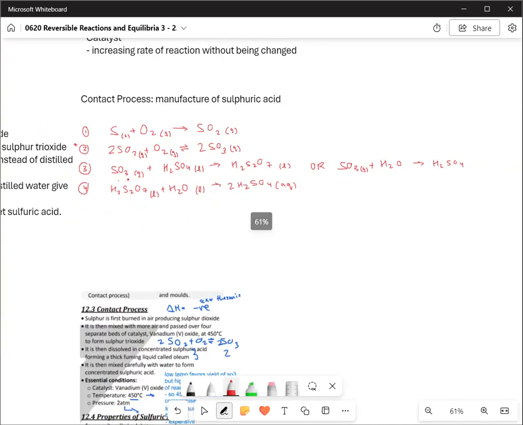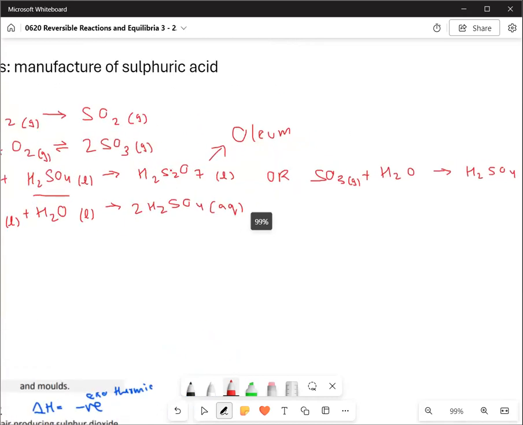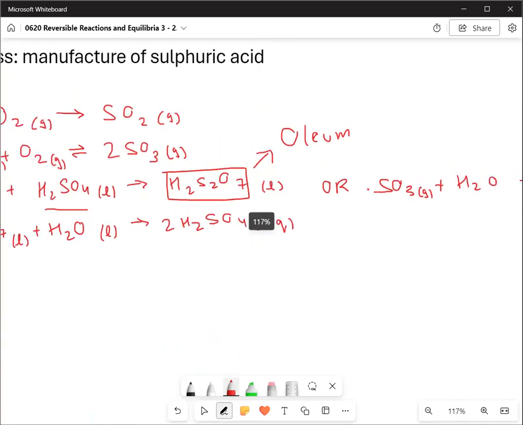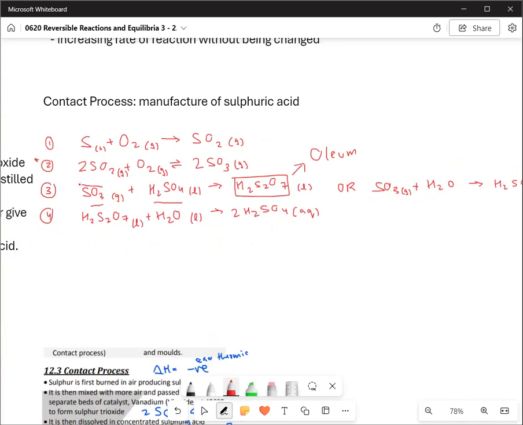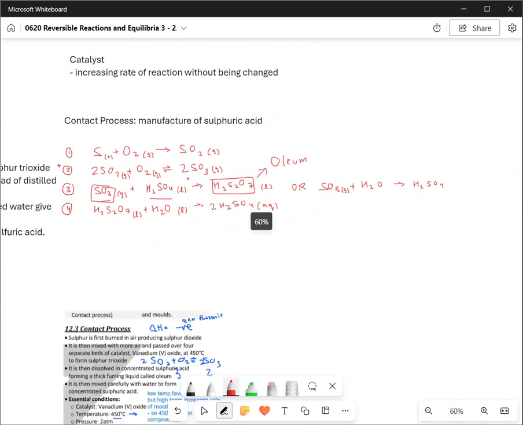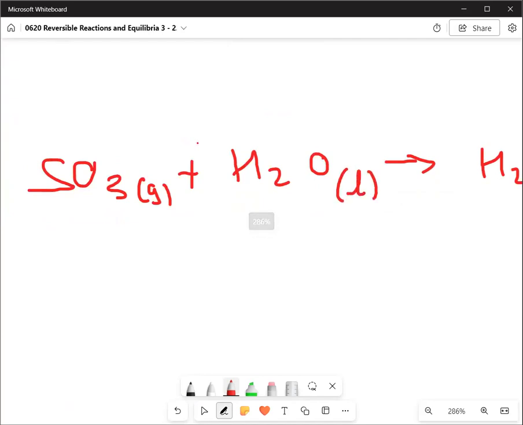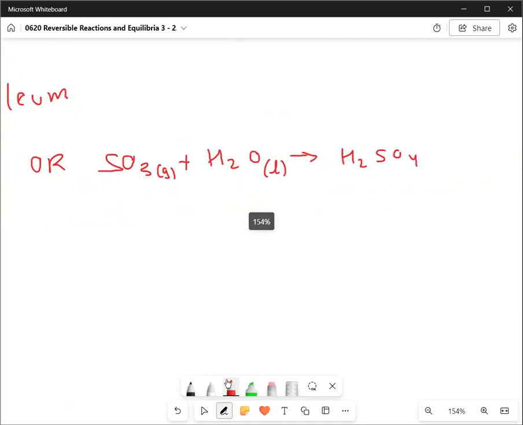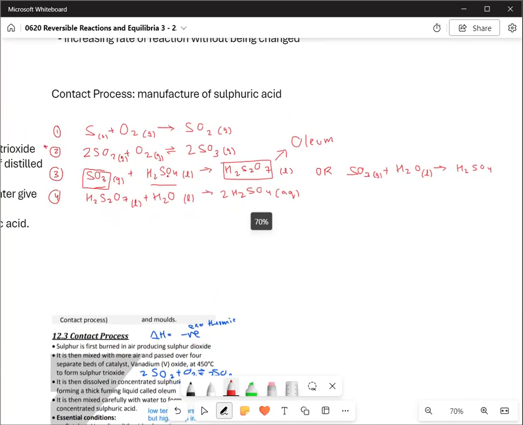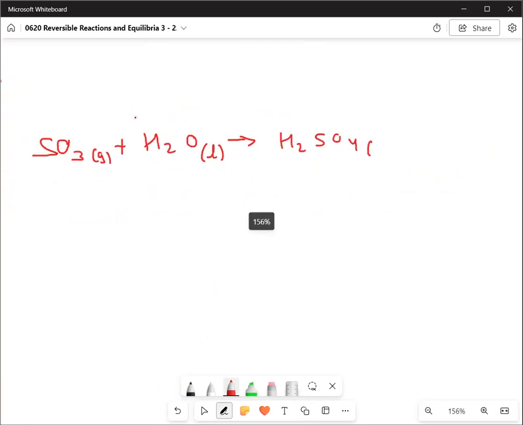We need to add this to sulfuric acid, then get oleum. This is oleum. What is oleum again? Oleum is H2S2O7. It's a compound which you get when you mix sulfur trioxide with sulfuric acid. Now it's like an indirect step. We could directly put sulfur trioxide into distilled water, not into sulfuric acid, and I would get sulfuric acid at the end, right? This is direct.